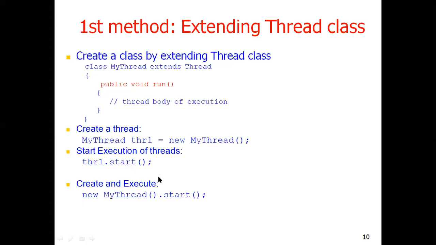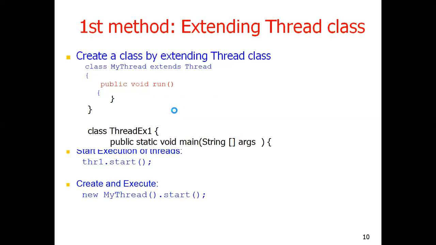There is one more way to create and execute. This is creating a thread and this is executing a thread. So create and execute: new MyThread().start. This single line is enough. Instead of these two lines, we can just have a single line, new MyThread constructor dot start. Once you call this line or the start method, it will automatically call the run method. So this is the first method.